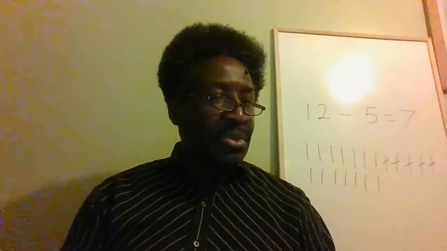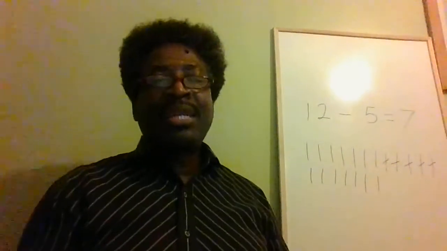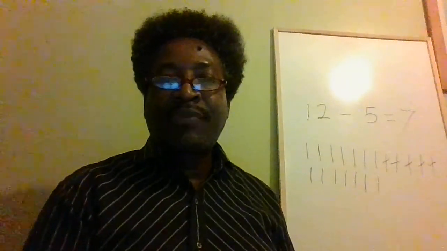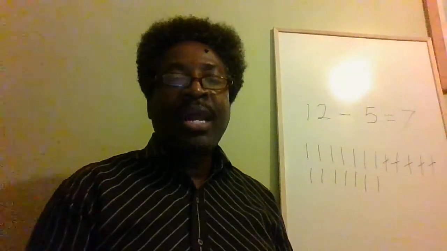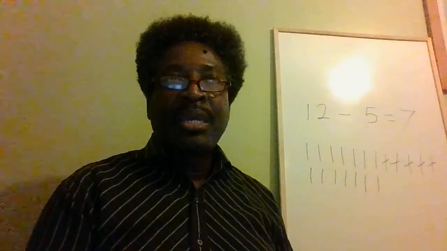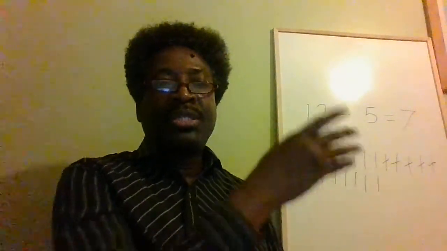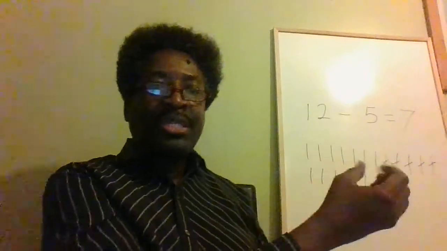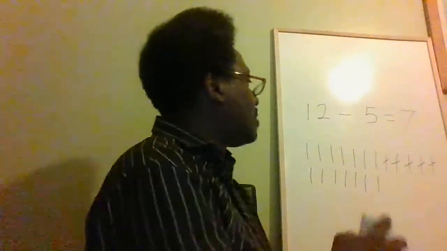Okay, so let's see how the column method of takeaway works. Similar to the column method of addition, but this time, instead of adding, you're taking away. And this time, instead of putting one digit up somewhere, you're taking a digit from another digit. It will be clear when we get on with examples.